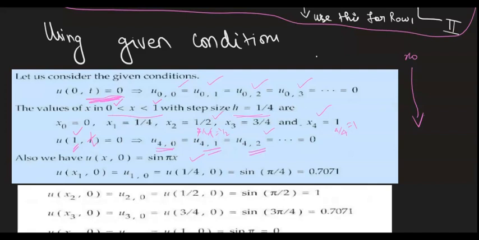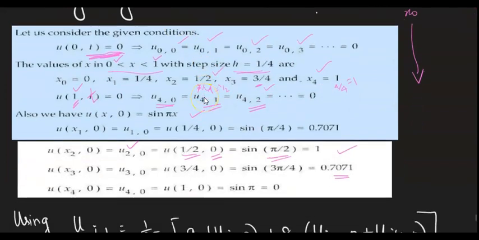And the next one is u of x2 comma 0. So in the place of x2, what is the x2 value here? 1 by 2. So I have written 1 by 2 comma 0, which is nothing but sin pi into 1 by 2. That is sin pi by 2. Again check the value of sin pi by 2 in the calculator. You will get 1. Similarly x3. What is the x3 value? 3 by 4. Correct? Sin 3 into pi by 4. So this is again 0.7071. And finally we have the last value, that is u of x4 comma 0. What is the x4 value? That is 1. The last value. So that is sin pi, which is 0.